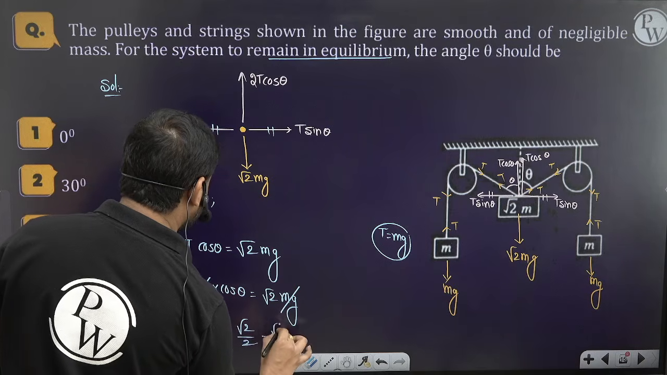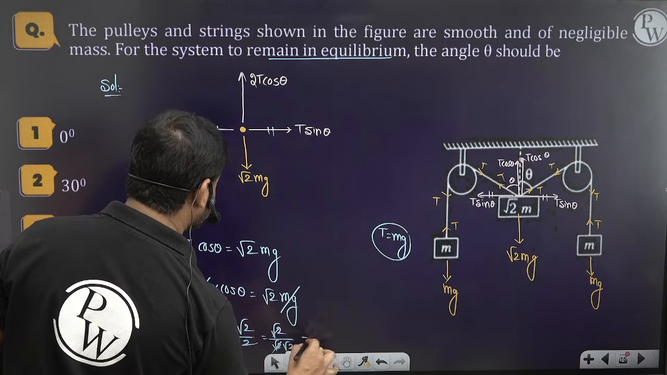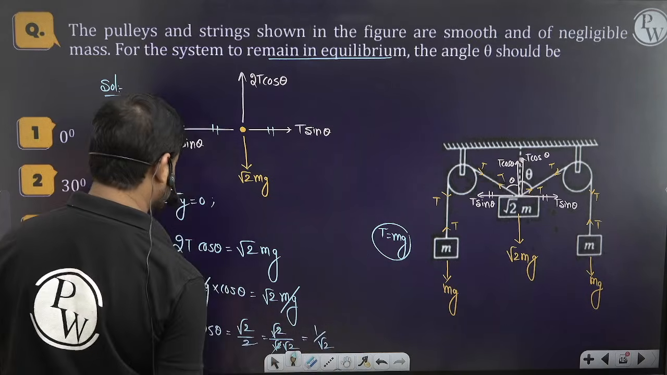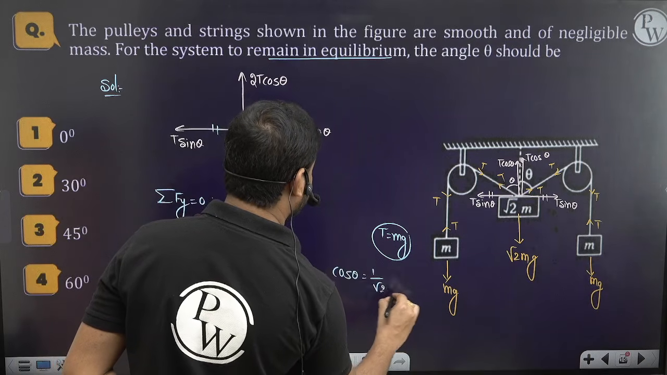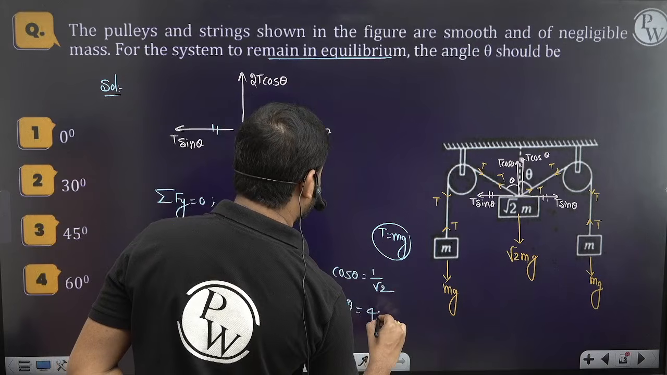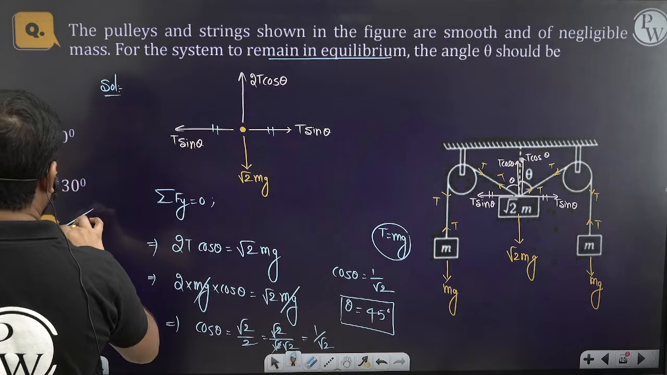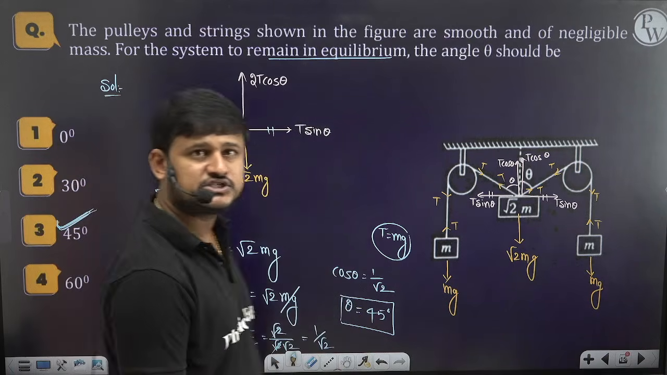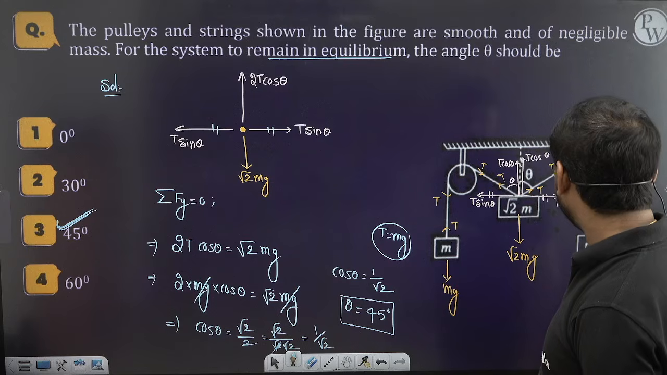In place of 2 I am writing root 2 into root 2. So root 2 cancels, which gives 1 by root 2. Therefore cos theta is equal to 1 by root 2, so from here theta is equal to 45 degrees. So theta equal to 45 degrees is the correct answer. Understood guys? Clear everyone? Sure. Then next.